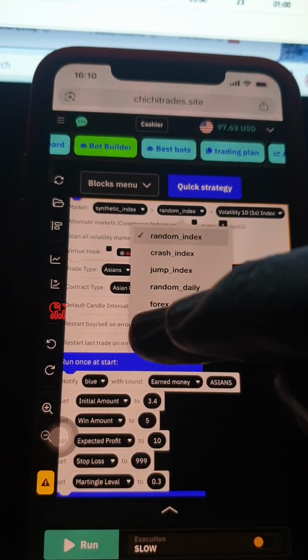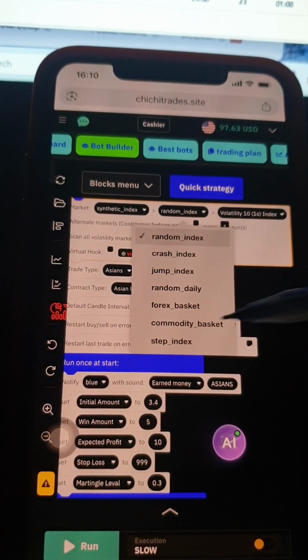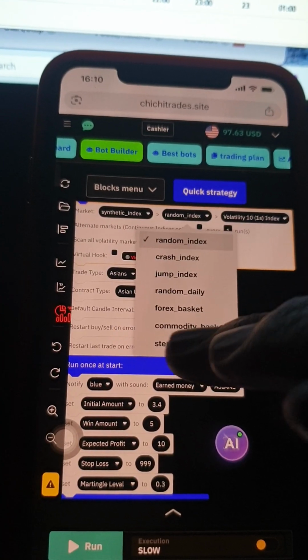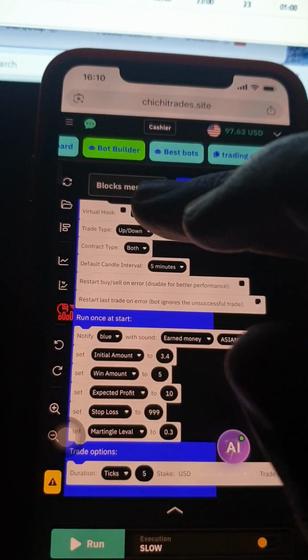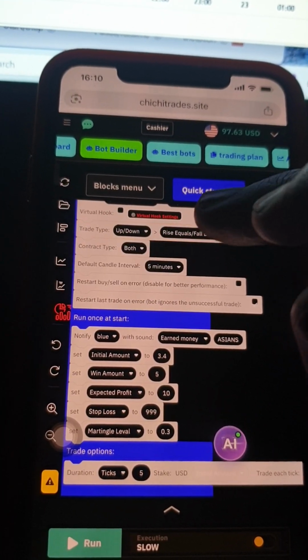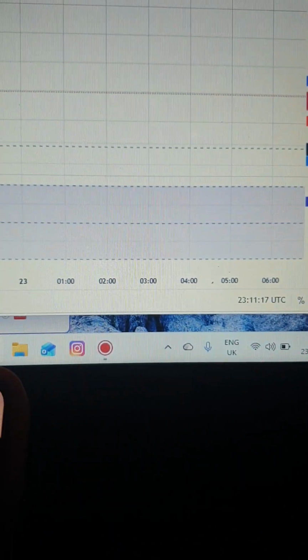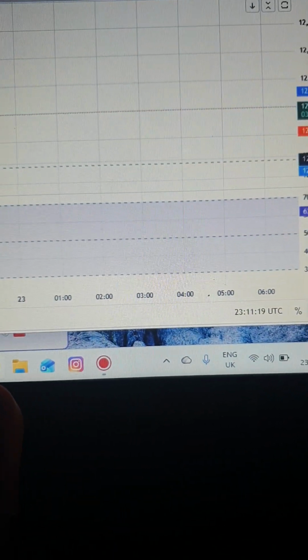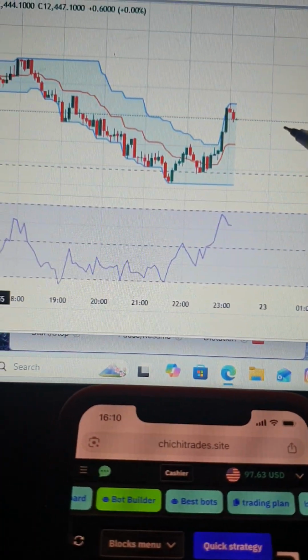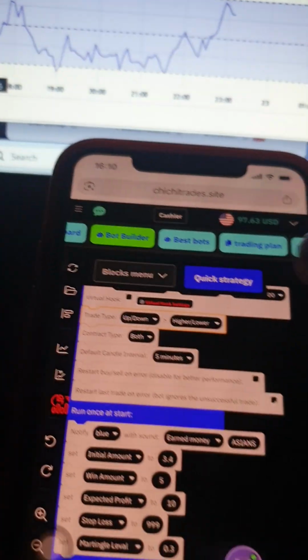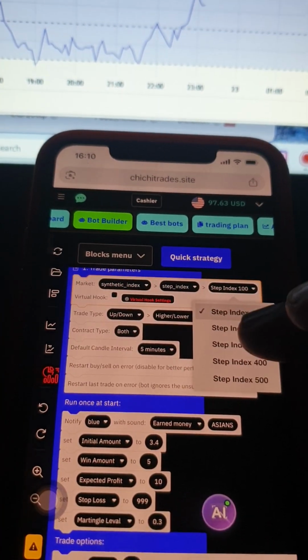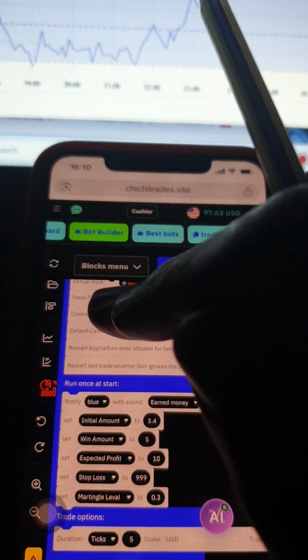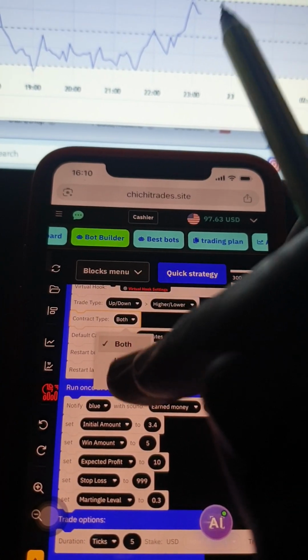Specifically use this bot whenever you're trading the step indices. Make sure you indicate that you're going to be trading the step indices. Then you're going to be trading higher or lower. In our case, you're going to be trading lower, because RSI is above 50 and step 300 index meets our condition. So you're going to place 300 index, then you're going to be trading lower.